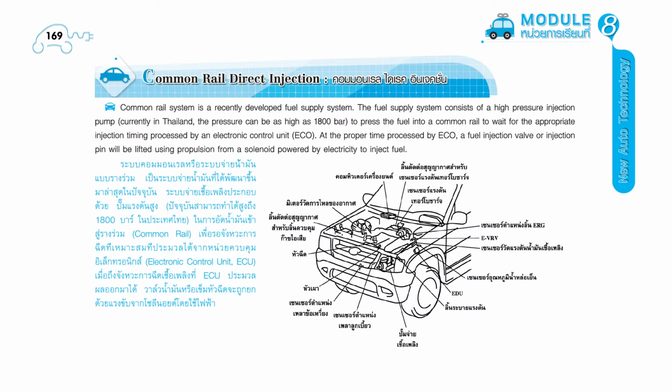It presses the fuel into a common rail to wait for the appropriate injection timing processed by an electronic control unit, ECU. At the proper time processed by the ECU, a fuel injection valve or injection pin will be lifted using propulsion from a solenoid powered by electricity to inject fuel.